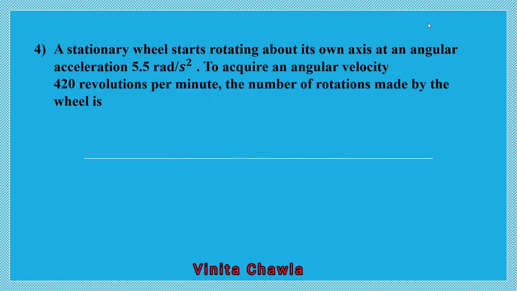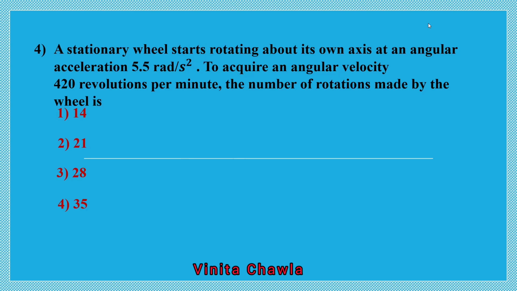We have a stationary wheel. It starts rotating about its own axis at an angular acceleration 5.5 radian per second square. To acquire an angular velocity 420 revolutions per minute, the number of rotations made by the wheel is. These are the options: 14, 21, 28, 35.